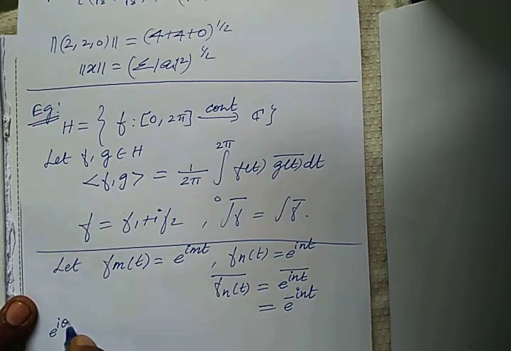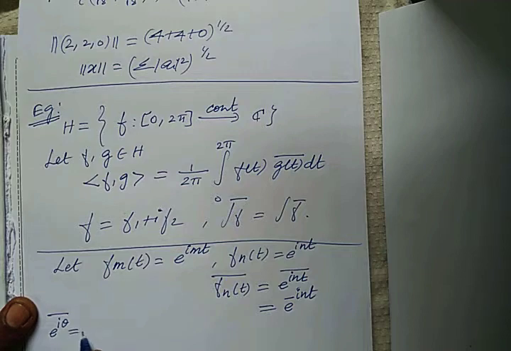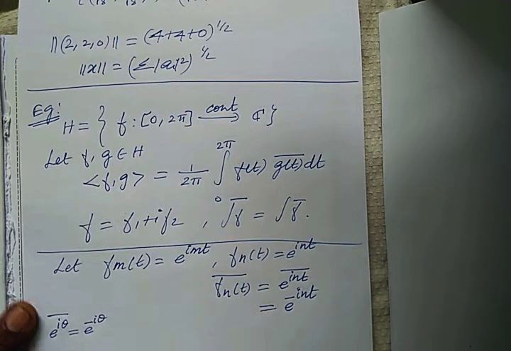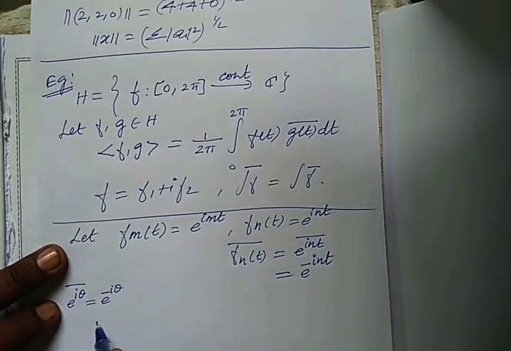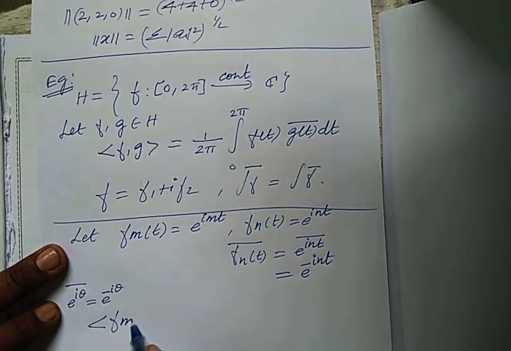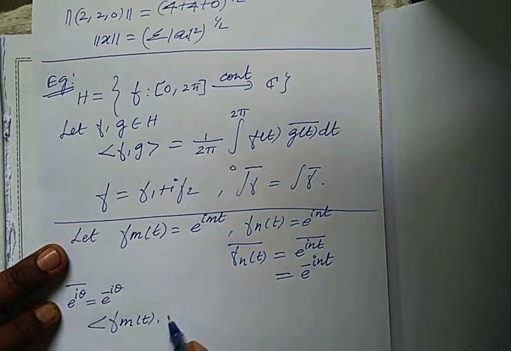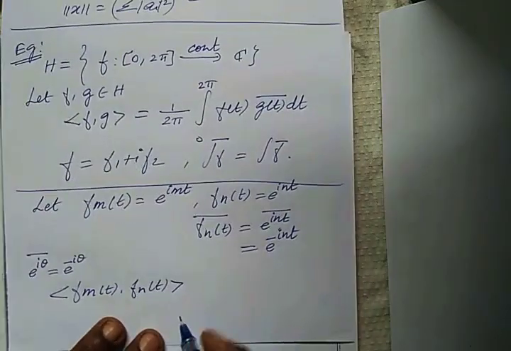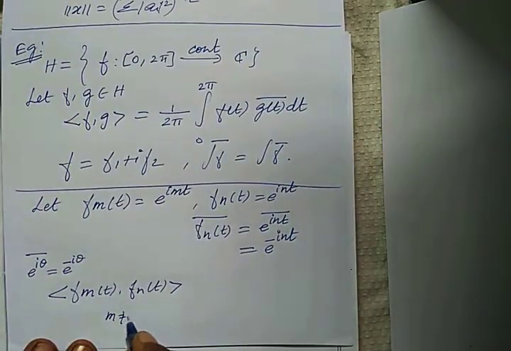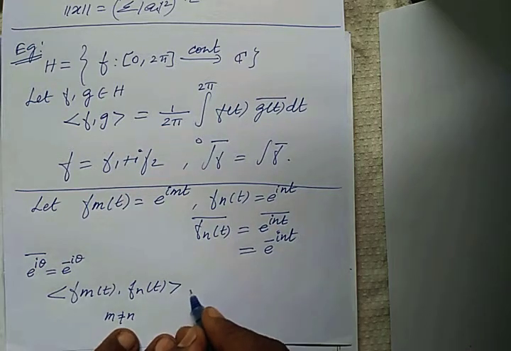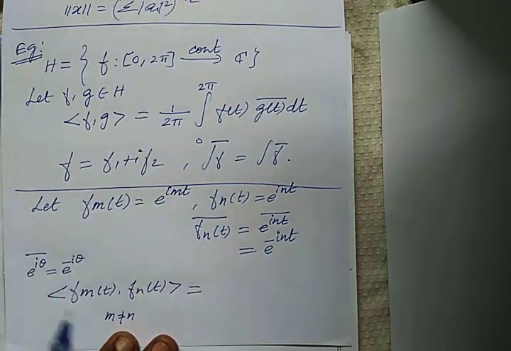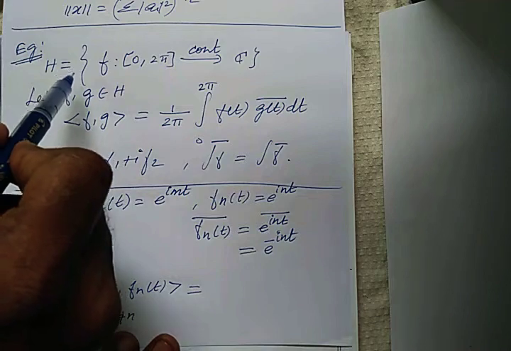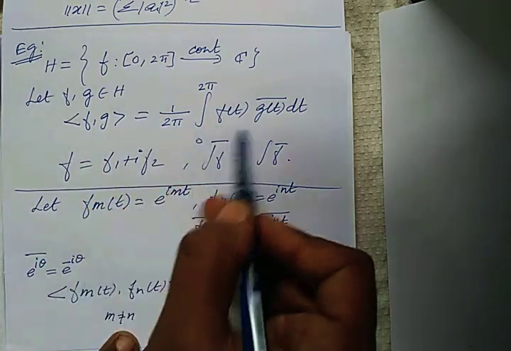e to the power i theta, the whole bar, is equal to e to the power minus i theta. That's why. Now consider this inner product: the inner product of f_m(t) comma f_n(t). Let m and n be different, distinct. What is the definition? Now we are talking about this vector space H. What is the inner product given?